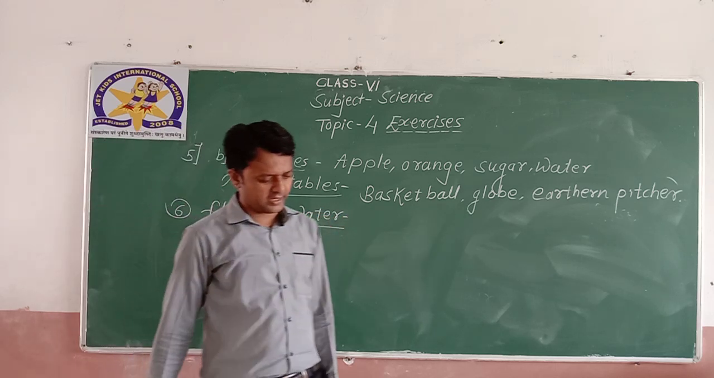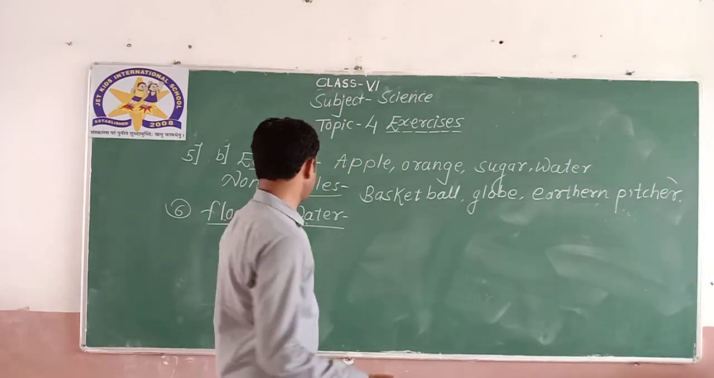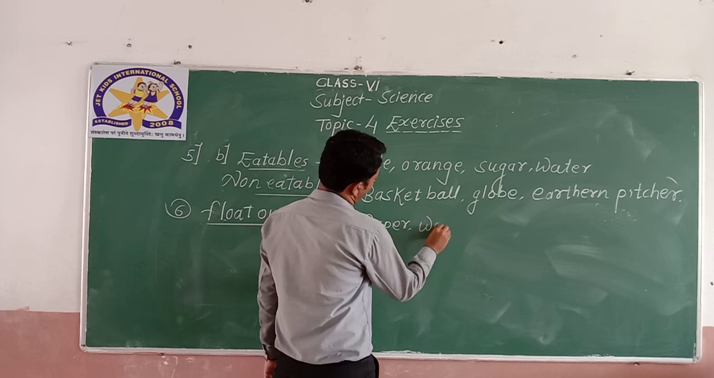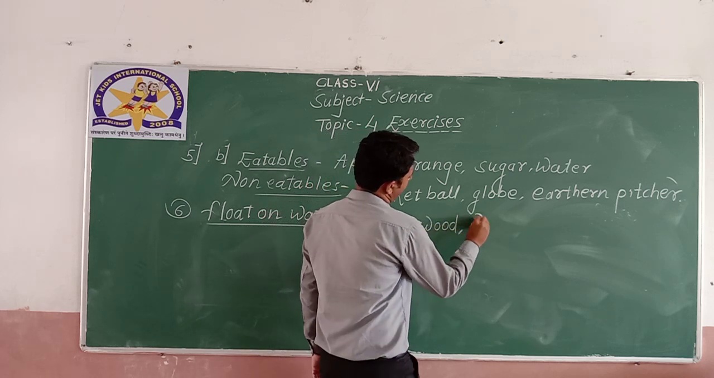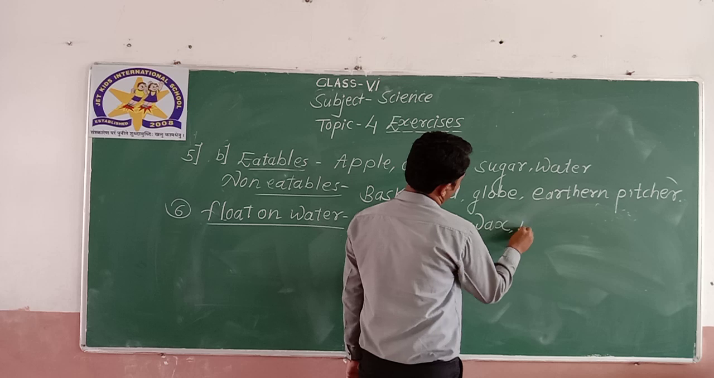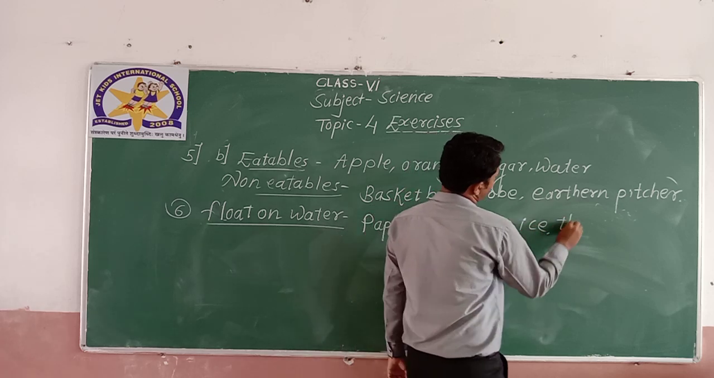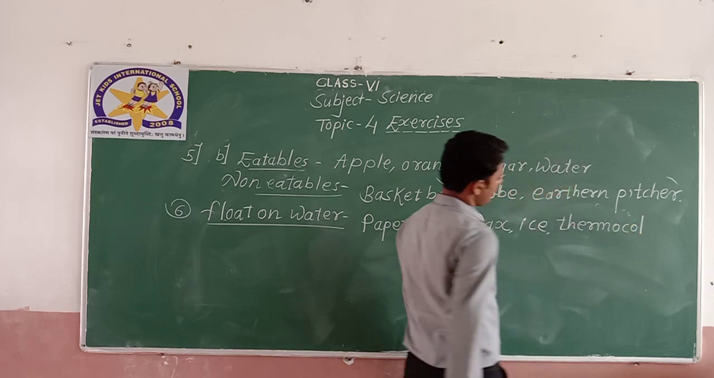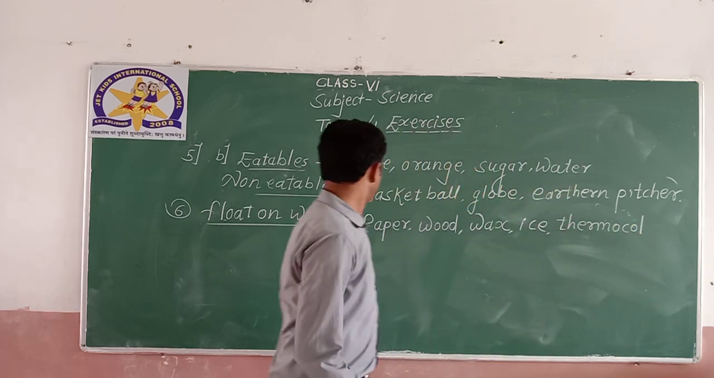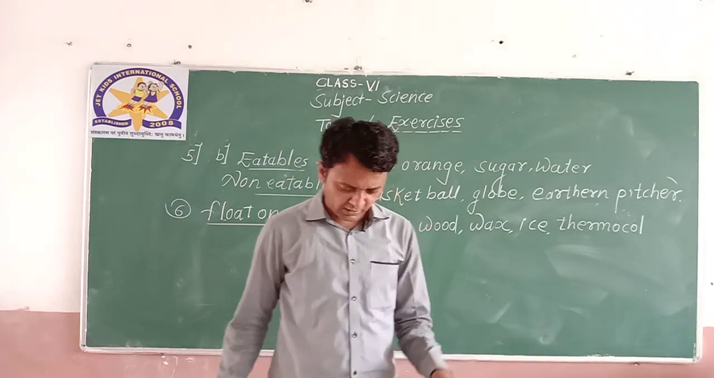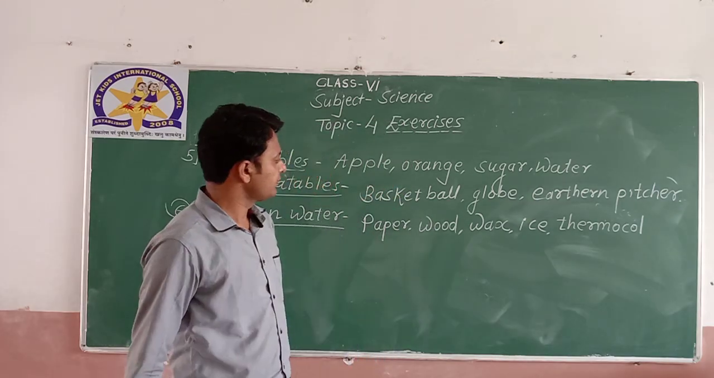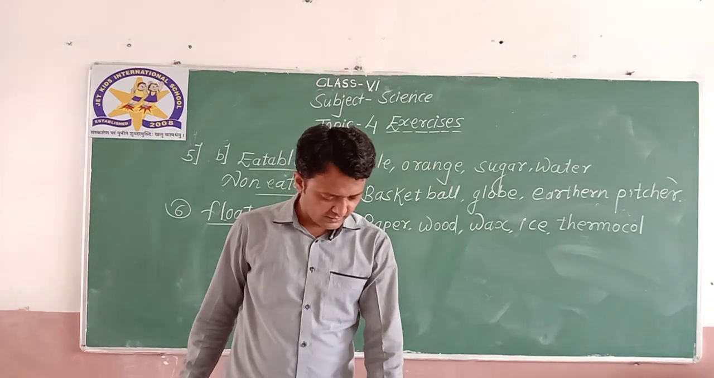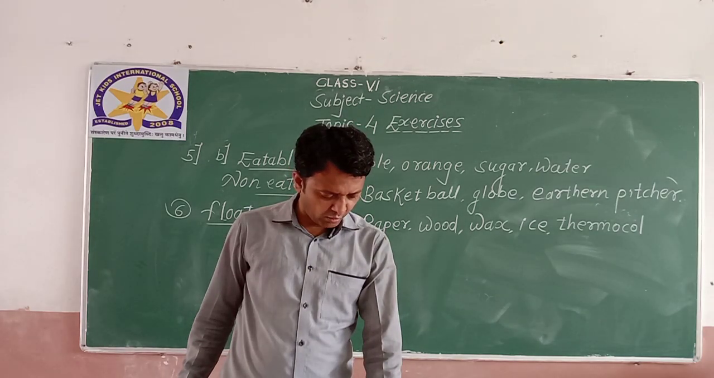In float on water we will write paper, wood, wax, ice, thermocol, etc. Paper, wood, wax, thermocol. These can float on water, obviously. Now we'll see float on oil.